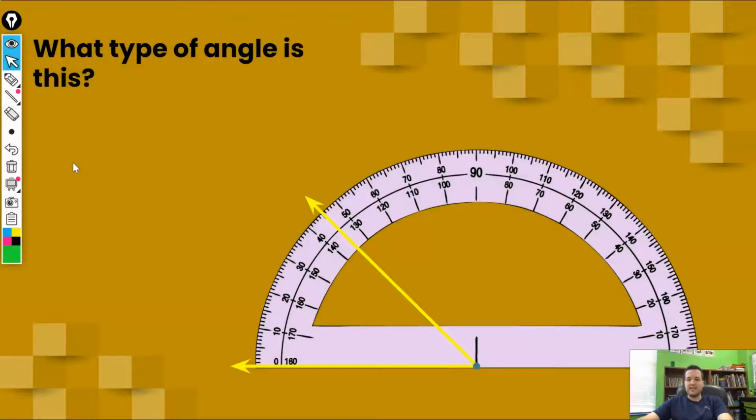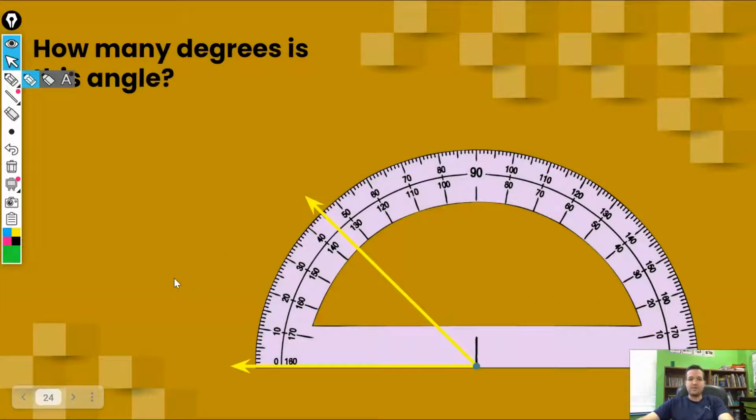What type of angle is this? Hopefully you said acute because it's less than 90 degrees. How many degrees is this angle? Now again, if we truly know it's acute, we should not even be looking at the higher numbers, right? You can see that it's in between 40 and 50.